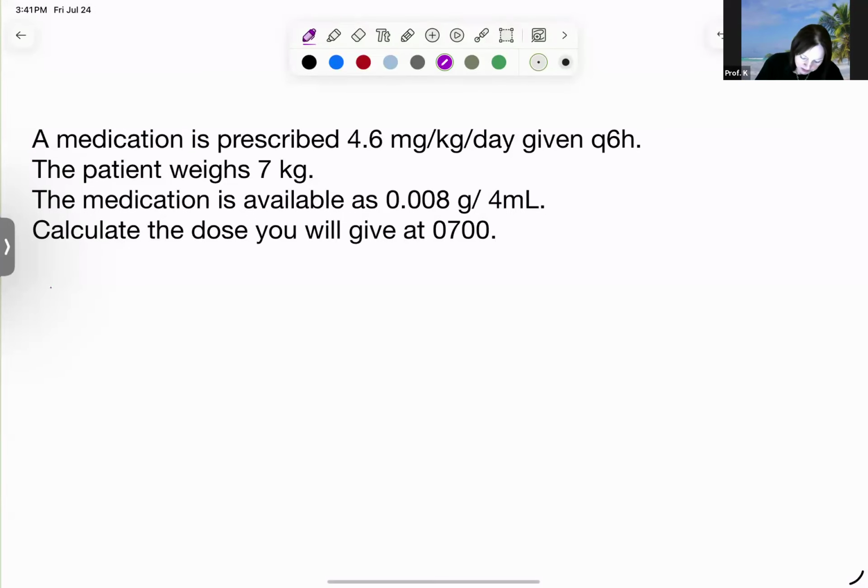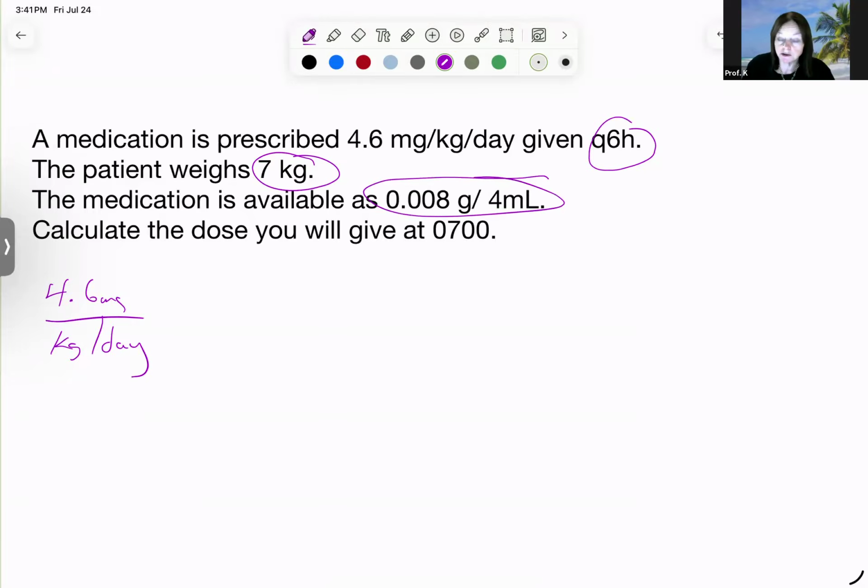All right. So the doctor said 4.6 milligrams per kilogram per day, and they're going to get it every 6 hours. The patient weighs 7 kilograms. The med is available in this dose. But they need to know, what are you going to give at the 7 a.m. dose? Okay, so it comes as a liquid. So how many milliliters am I going to give for a very specific dose?